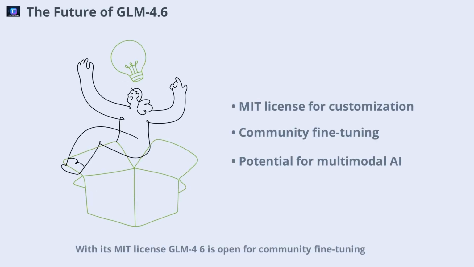With its MIT license, GLM 4.6 is open for community fine-tuning and integration with niche coding agents. Optimized quantizations are making it even more accessible, and there's potential for multimodal extensions. Imagine feeding it oscilloscope captures or PCB schematics. The embedded AI community is just beginning to explore what's possible with this model. As more developers adopt GLM 4.6, we can expect even better integration and performance for specialized domains.